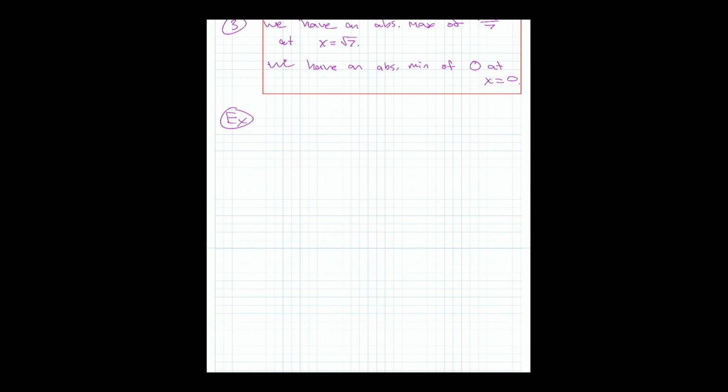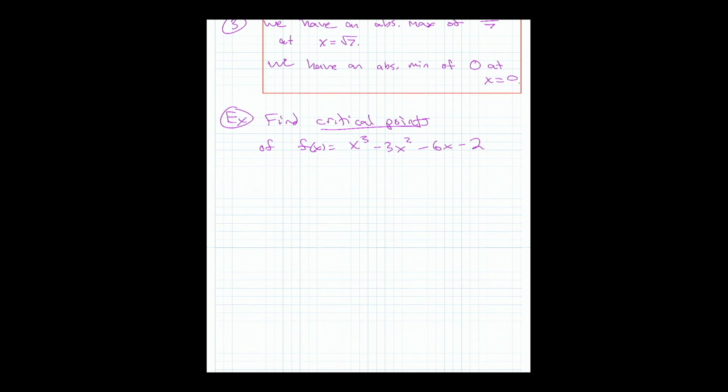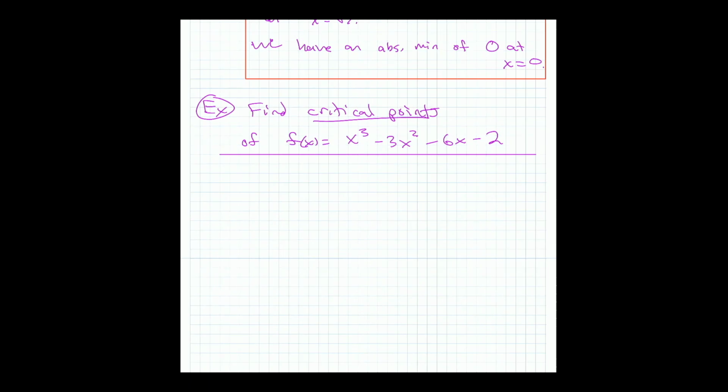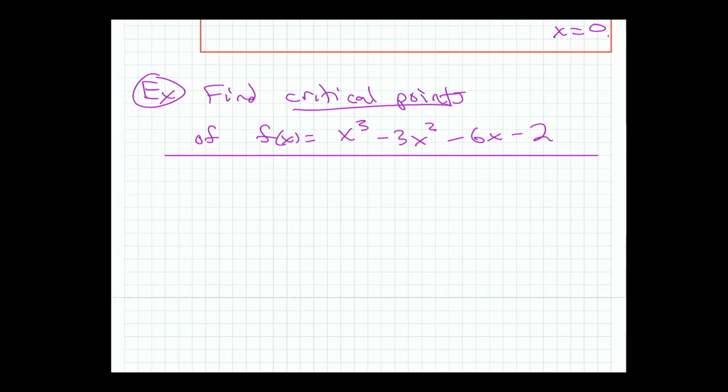So I'm just going to say find critical points. We're not solving absolute extrema, just find critical points. F of x equals x cubed minus 3x squared minus 6x minus 2. Just so you don't get bogged down with this and go, oh, it's too hard. It's not too hard. Stop whining. All right, so find critical points.